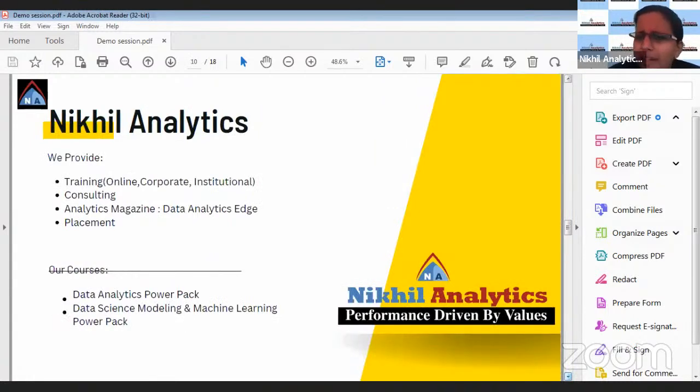Then let's talk a bit about Nikhil Analytics. I would like to take this opportunity to tell that Nikhil Analytics was started in 2012. And from there, we have helped thousands of candidates in making their career in analytics and data science. We have successfully done placements of candidates as well in this domain. So we are completely into analytics and data science. And yes, we do write different blogs on this as well.